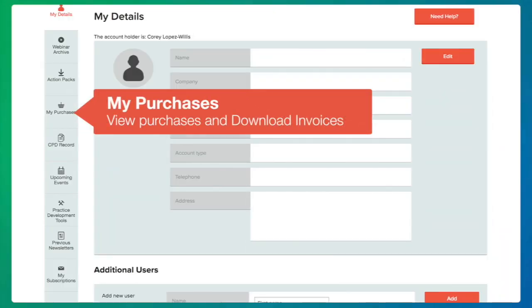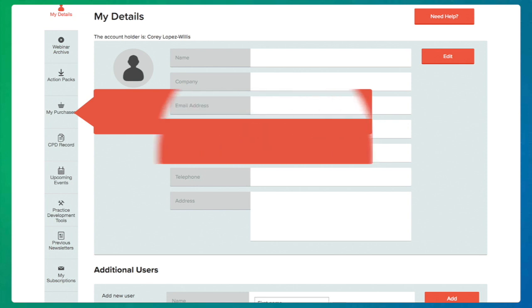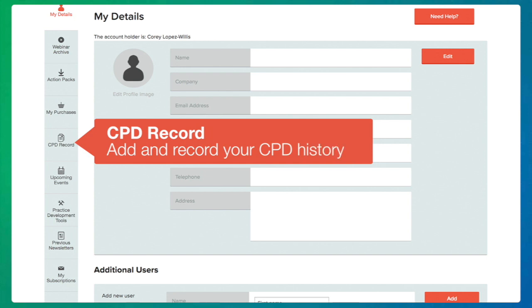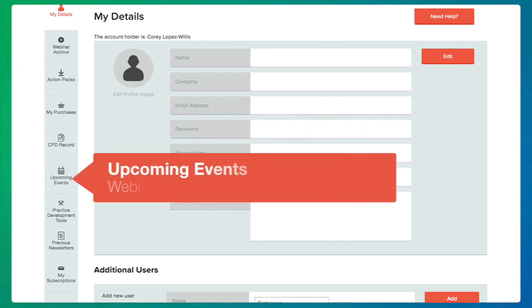My purchases. A detailed log of all of your latest purchases, plus the option to download an invoice. CPD record, where you can add and record your CPD history, including webinars, conferences and workshops attended, plus any appropriate articles. Upcoming events. Here you'll find a detailed calendar schedule with upcoming webinars, events, conferences and focus groups.